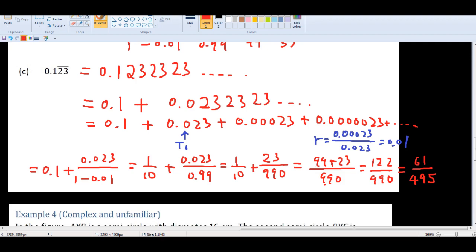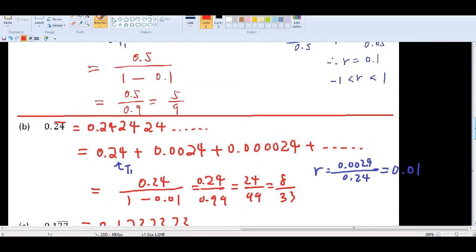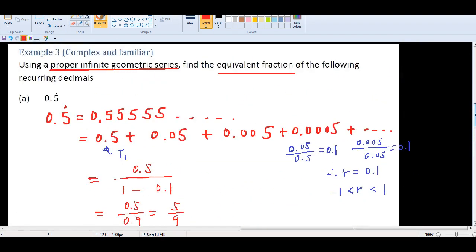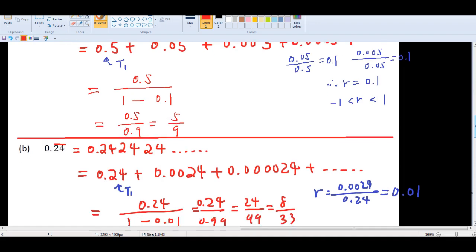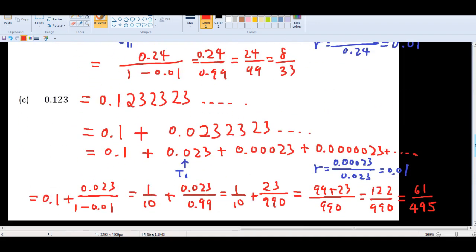Okay, so there are 3 questions we've done. The first one will be easiest. The second one is reasonably simple because you just use the same method but with 2 recurrent. The last one will be the most difficult one.